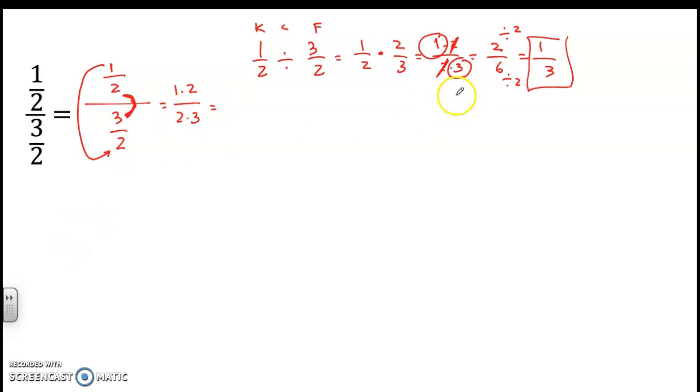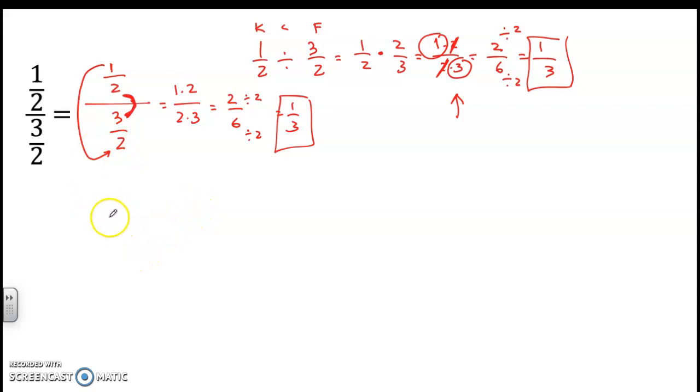Does it look like this? 1 times 2 and 2 times 3? Yes. So now I have 2/6, which then I reduce by 2 on the top and by 2 on the bottom, and I'll get 1/3. And this is the extreme shortcut.